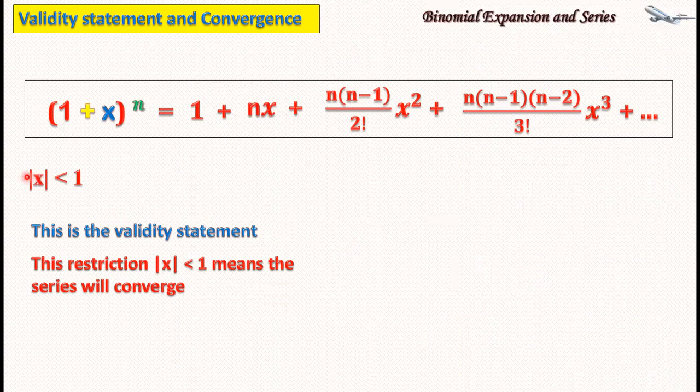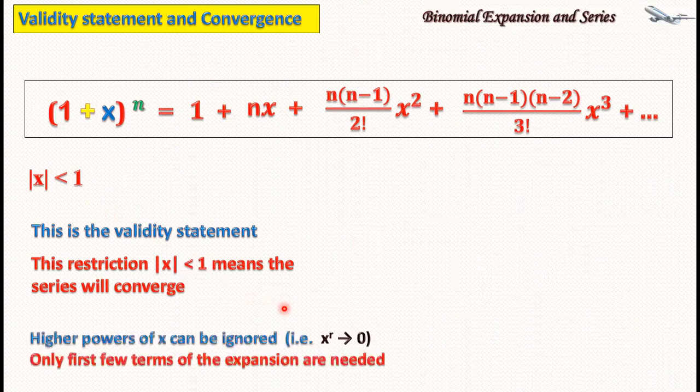So if the absolute value of x lies between -1 and 1, strictly less than 1, it means the series will converge. That's what we call the validity statement. Therefore, higher powers of x can be ignored. x to the power r as r tends to infinity is approximately equal to 0. In this case, only the first few terms of the expansion may be needed to give an estimate or an approximation to any value, which we are going to see in examples in this particular lesson.